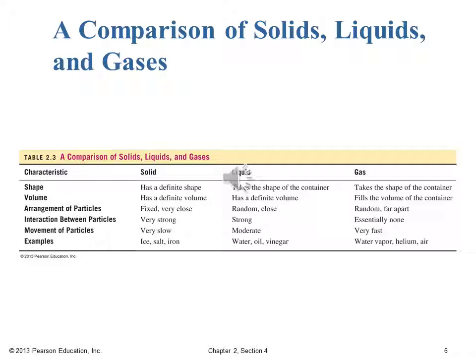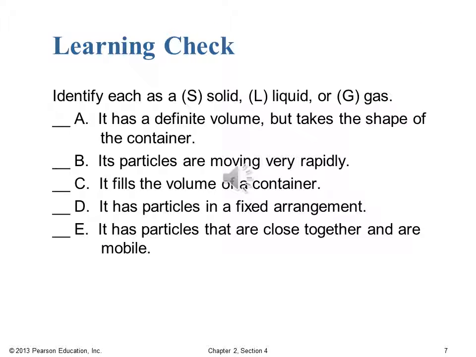Okay, so if we want to summarize things, Table 2.3 in your text does a nice job of summarizing solid, liquid, and gas by talking about shape and volume, arrangement of particles, interaction between particles, movement of particles, and then some examples of some common solids, liquids, and gases at room temperature and pressure. So that's a nice review. It pretty much just says what we talked about, so I won't go into any more detail there, but certainly take some time to look at it if you're having trouble keeping the concept of solid, liquid, and gas straight. Okay, so now it seems like a good time to pause and have a learning check.